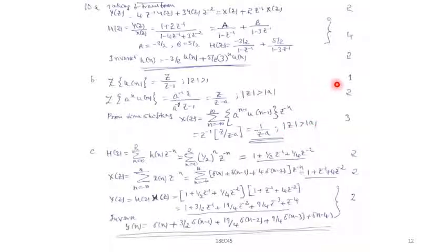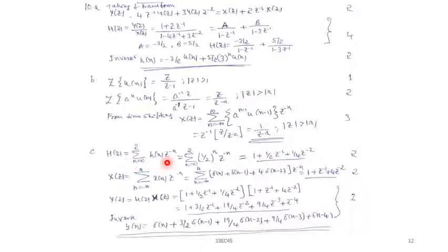So for the calculation, 2 marks to write this particular equation, then simplification and solving, applying the time shifting property, 3 marks. So here you have to use the time shifting property to solve this.